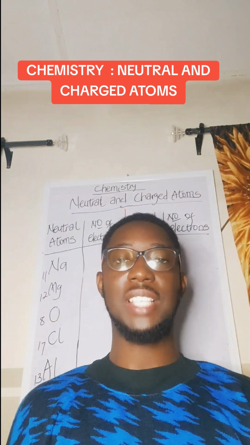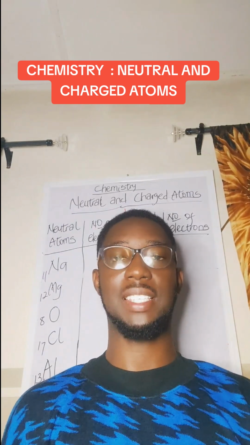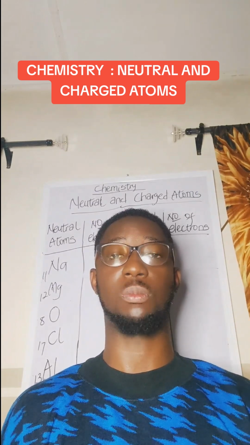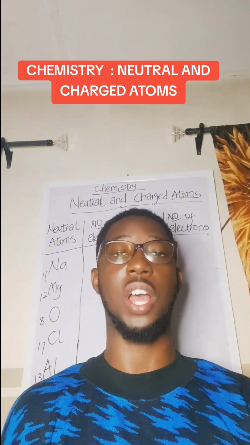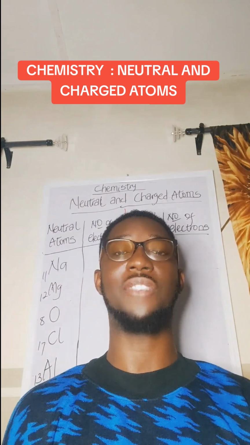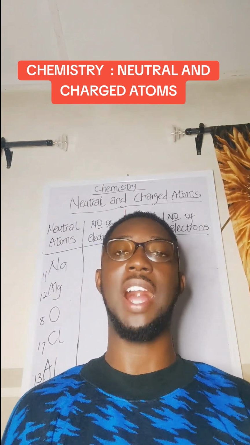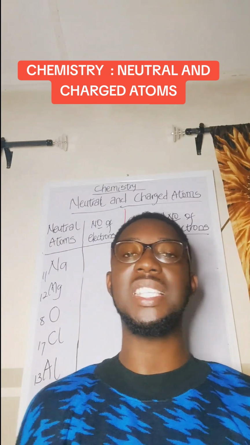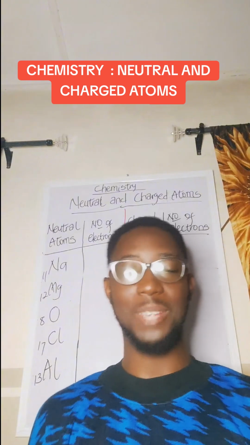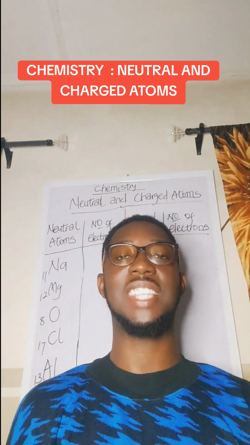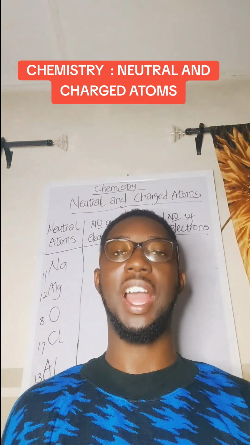Neutral atoms are those atoms that are still in their neutral state, that they have not reacted or combined with any other atoms of their element or another element, while the charged atoms are the ones that have either given off electrons or accepted electrons. So whenever they give off electrons, they become what? Positively charged, while whenever they accept electrons, they become what? Negatively charged. So we are going to elucidate that using the question we have on the board.